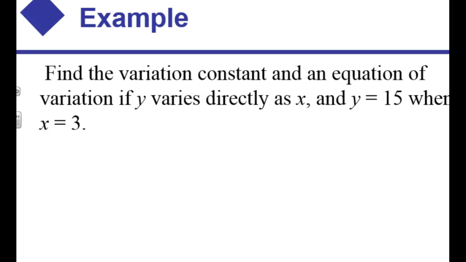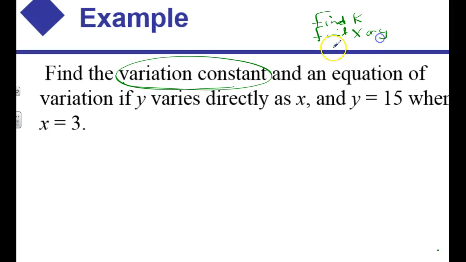So let's look at our first example. Be careful, sometimes they say find the variation constant, sometimes they say find a letter. They could say find k, they could say find x or y, or they could say find an equation. So we have to read the directions very carefully, because depending on what they're asking, that's how we're going to answer the question.